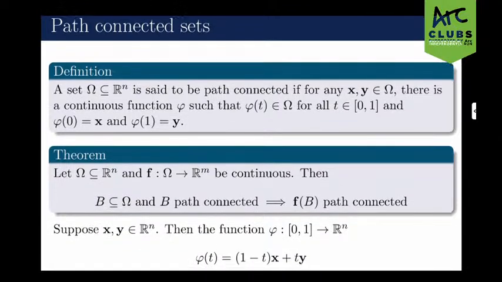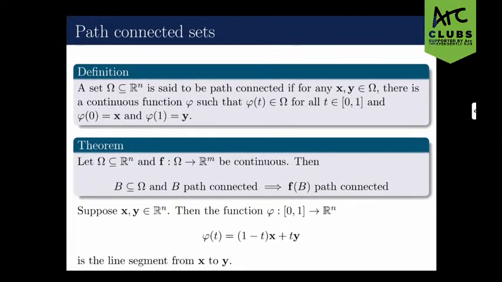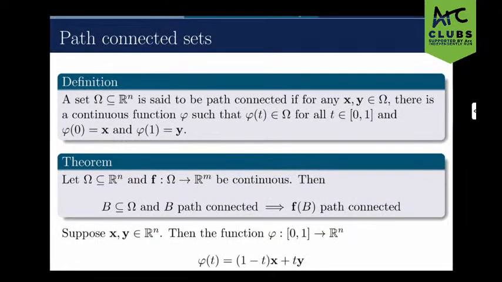Okay. So next up we have path-connected sets. I guess again this definition itself is fairly intuitive. So we say that a set is path-connected. This says my omega is path-connected if I take two random points here, I can always join them up with some sort of continuous function that always lies inside omega.